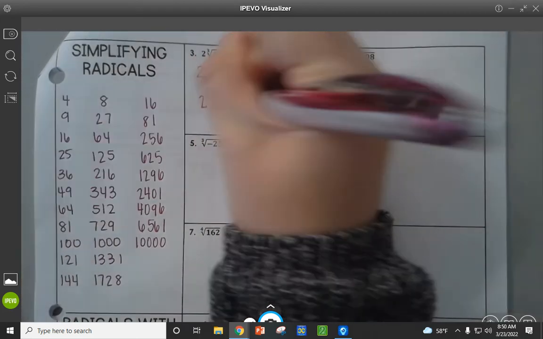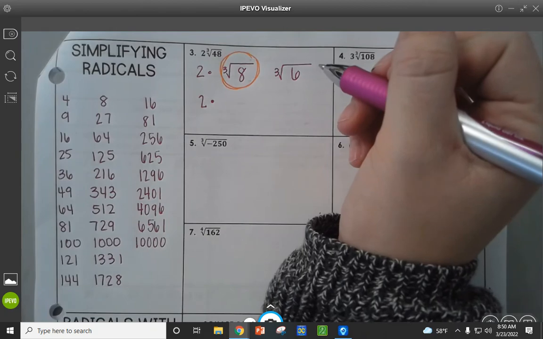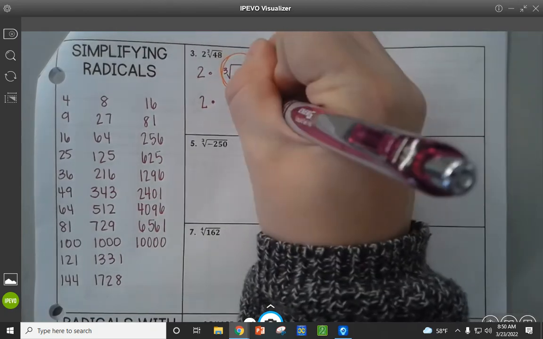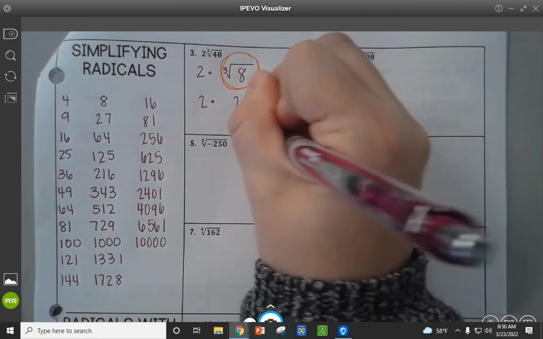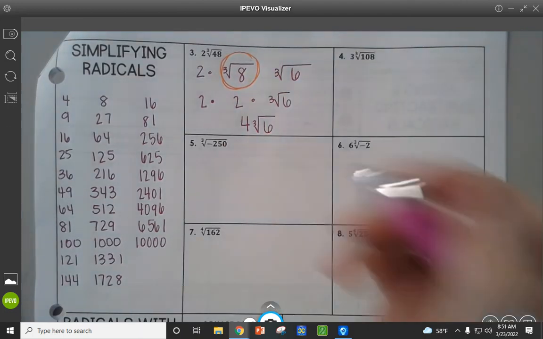We have 2 times, what is the cubed root of 8? 2 times the cubed root of 6. So our answer is 4 cube root of 6.